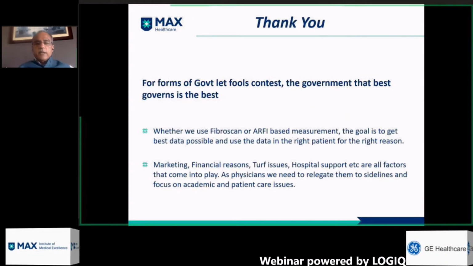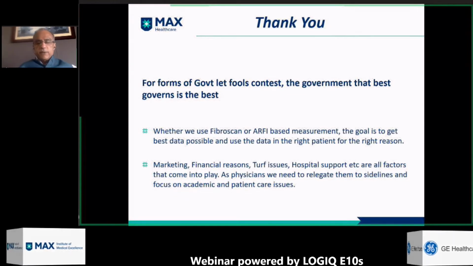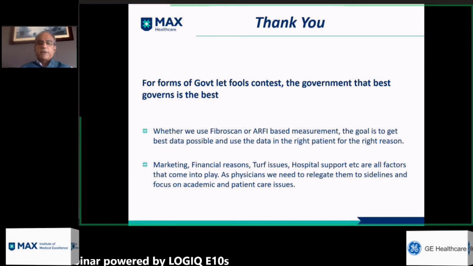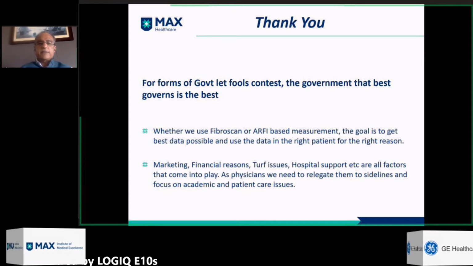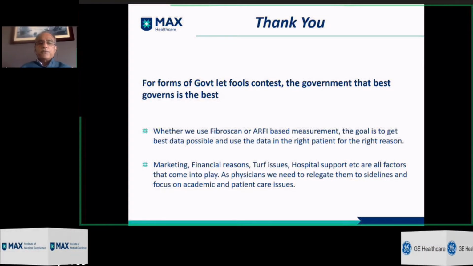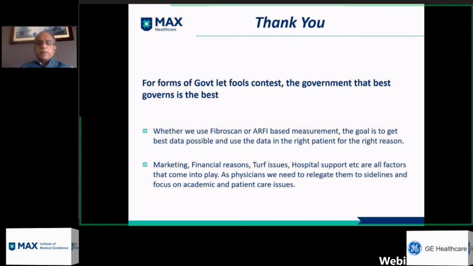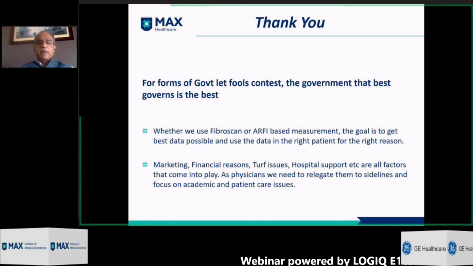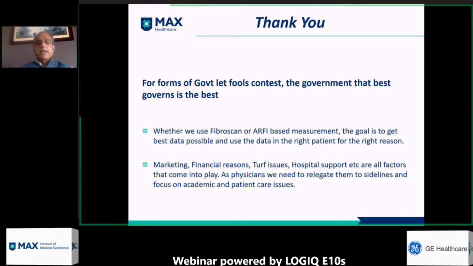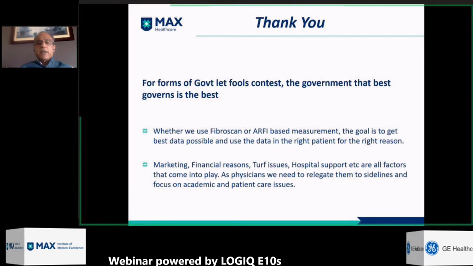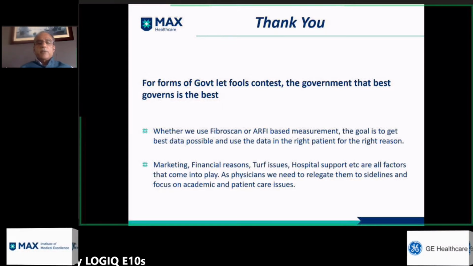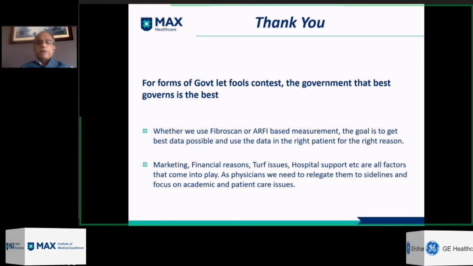So I think there's some questions I was seeing earlier on the question panel also, which is better. So my answer to that is, for forms of government, let fools contest. The government that best governs is the best. So whether we use FibroScan or RF-based measurements or 2D elastography, we need to know what we are looking at, what are the advantages and disadvantages of it. The whole idea is not to get the best data possible at all times, but use the data in the right patients for the right reasons.